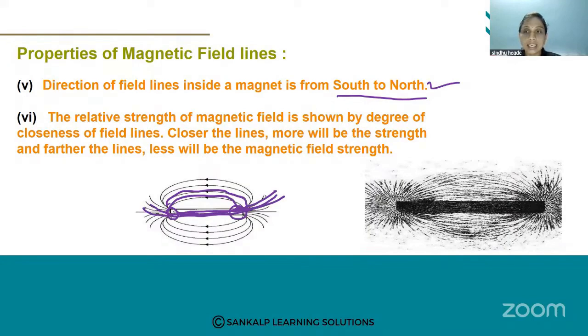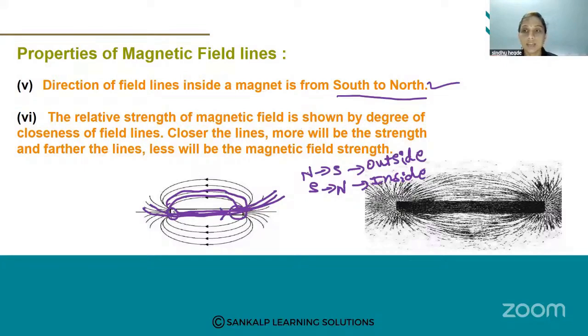Inside a magnet, the field line is always from south to north. That is the meaning. Outside the magnet it is from north to south, but inside the magnet it is always from south to north. That is another important property.